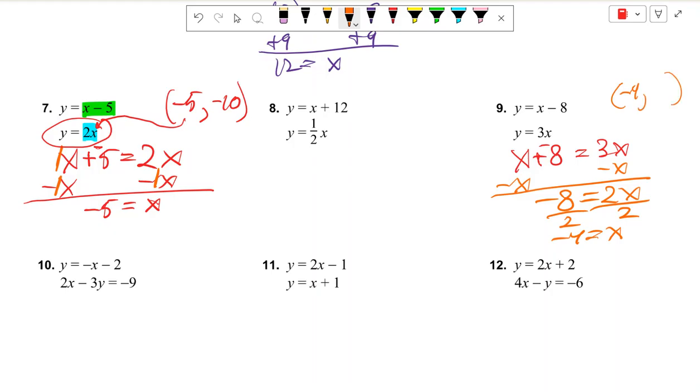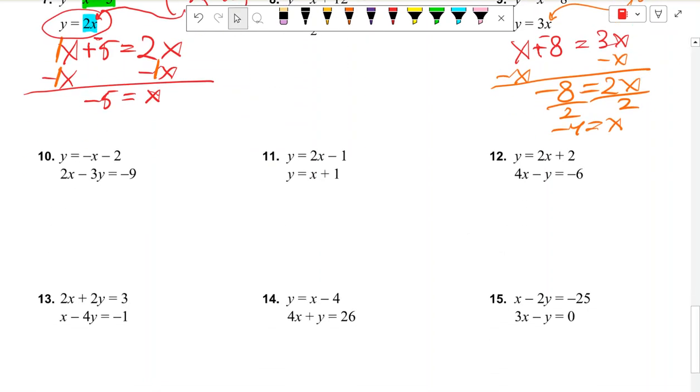All right, so I need to put this into this one right here. 3 times negative 4 is negative 12. Remember, you can always check these. You can put your x right here. And negative 4 minus 8 is actually negative 12. So you know you're getting them right.